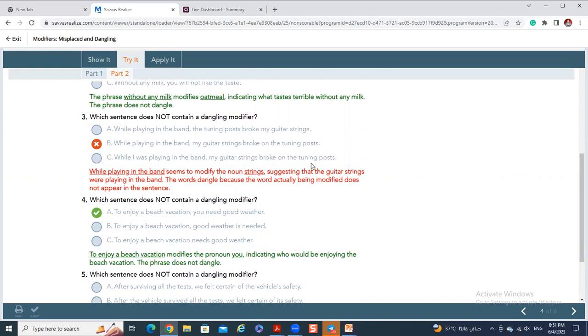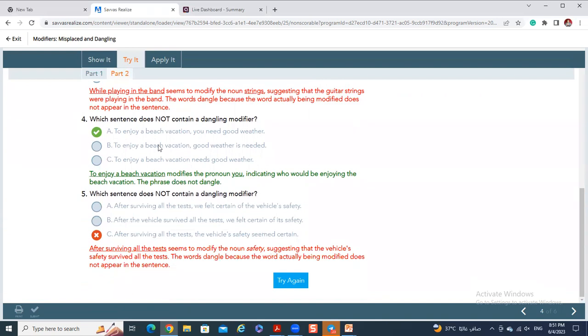My guitar strings broke on the turning post. So while I was playing. That was right. To enjoy a beach vacation, you. To enjoy a beach vacation, good weather, weather? No. To enjoy a beach, who is going to enjoy? The same thing in Engineer Tom.